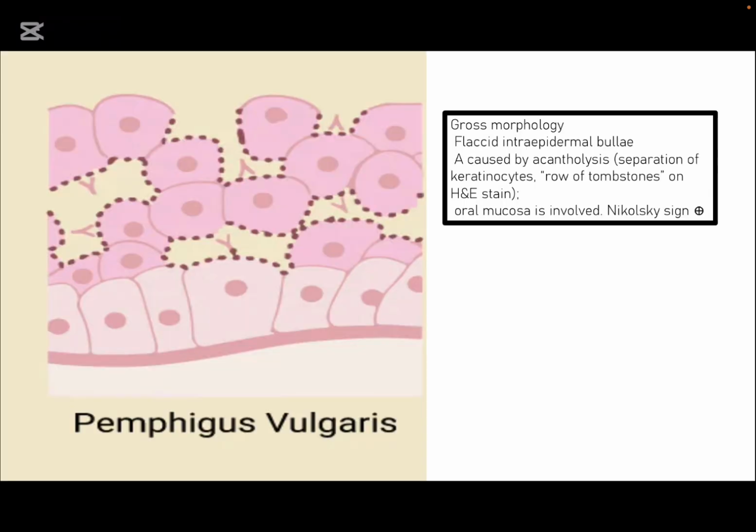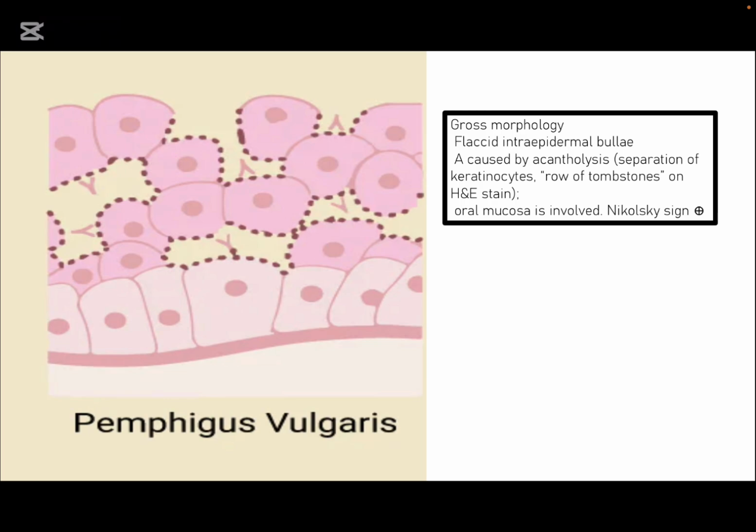So the gross morphology contains flaccid bullae and intraepidermal bullae, because if you see, the bullae are forming between the keratinocytes in the stratum spinosum layer. So these are flaccid because they are in the relatively superior layers of the skin. While when you study bullous pemphigoid, those are tense bullae because those are formed near the basement membrane.